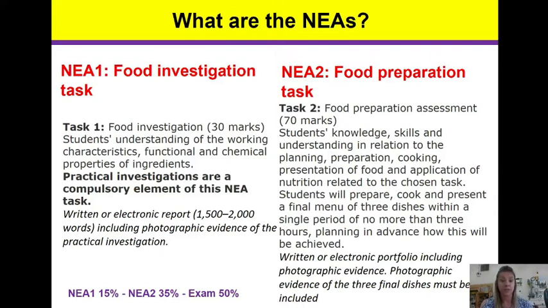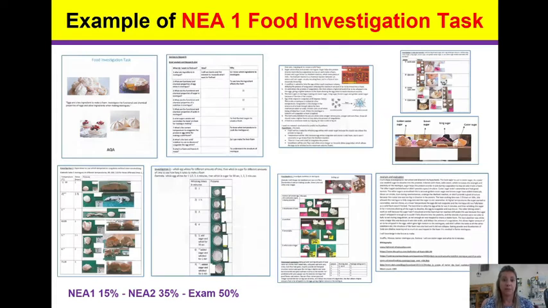So, we have the first NEA. This will be introduced to you in September. NEA 1 is a food investigation task. It is 3 sections. Section A is the research, where we plan the investigation and establish a hypothesis. Section B is a practical investigation where you actually carry out the science experiment. And section C is where we analyse and interpret the results.